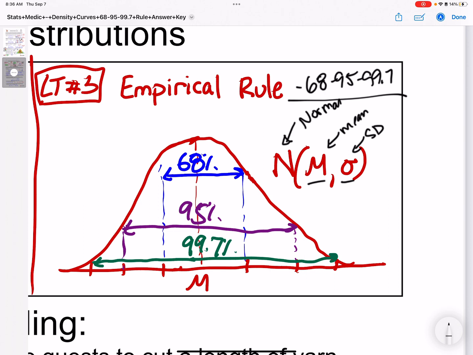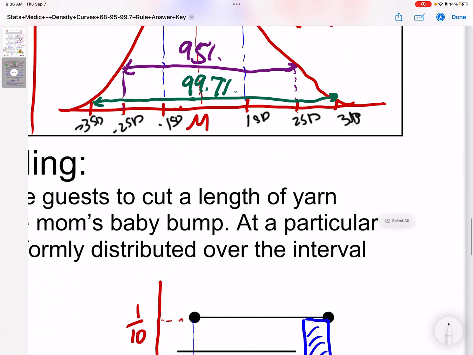The normal model is used for trying to see if our sample is valid. Within 1 standard deviation of the mean, it's 68%. Within 2 standard deviations below and 2 standard deviations above the mean, it's 95%. And 3 standard deviations below and 3 standard deviations above, it is 99.7%.